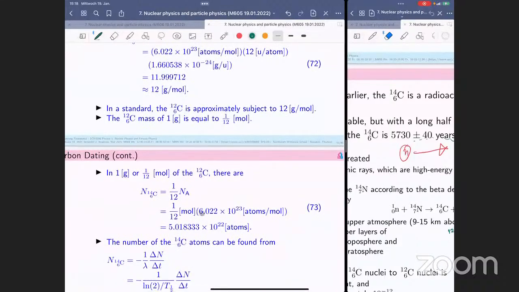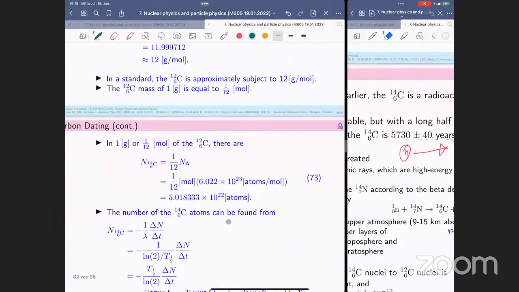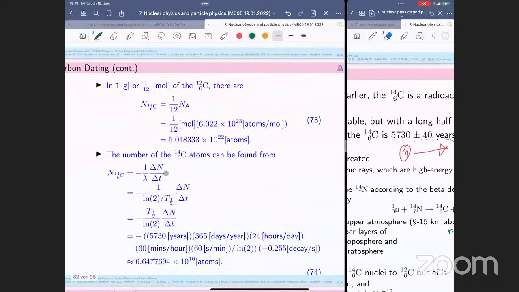So 1/12 of 6.022 times 10 to the 23 will be 5.018333 times 10 to the 22 atoms. So we have this number of carbon atoms in 1/12 mole. So the number of carbon-14 atoms can be computed from this, using the decay process, right? The activity is minus lambda times N, equal to delta N by delta t.